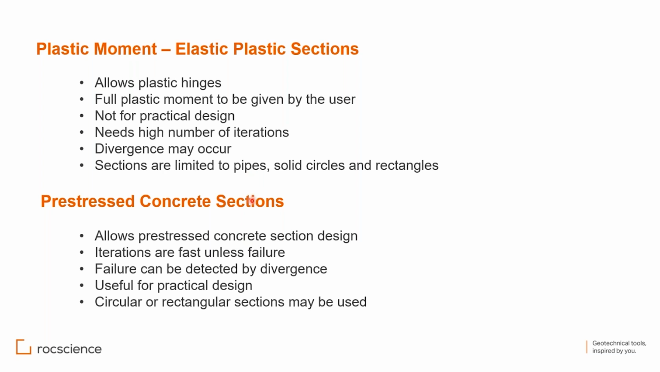For the plastic moment in elastic plastic sections, by applying a plastic moment, or let's say a maximum allowable moment, you will allow a plastic hinge to occur. You have the full plastic moment to be given by the user. So you need to calculate that separately if you want to give a plastic moment. But if you want to give just a limit for the moment, you can use any limit you want.